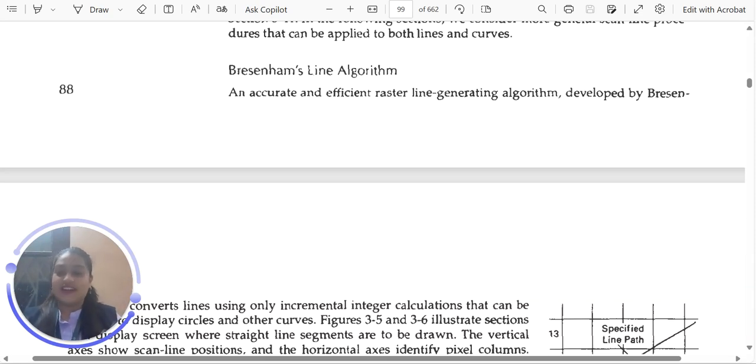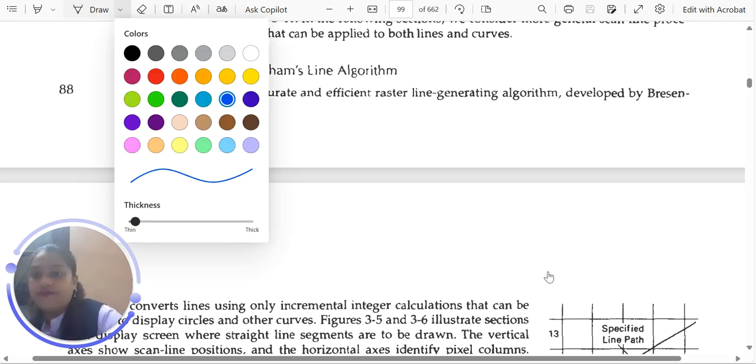So this is Computer Graphics and Image Processing Module 1, Part 11. In this video, we'll be discussing Bresenham's line algorithm. In the previous video, we discussed the problems of the DDA line algorithm. So in this video, we'll be discussing Bresenham's line drawing algorithm.